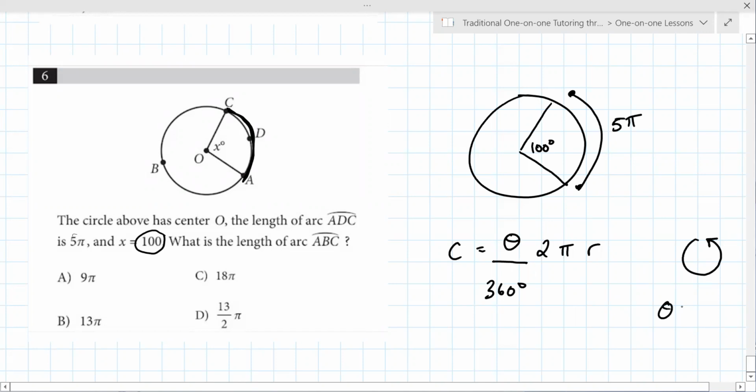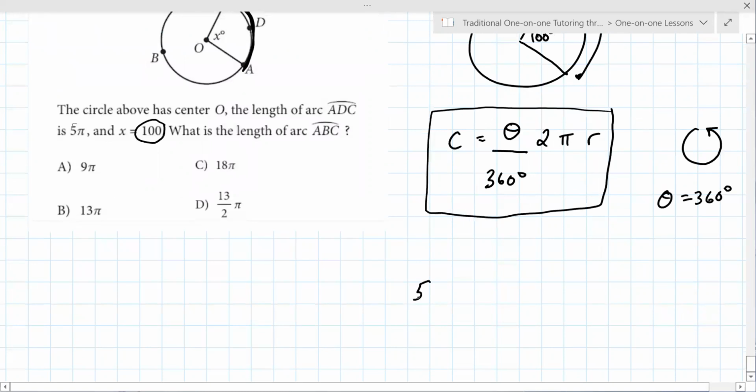Because if the angle is 360 degrees, what happens to 360 over 360? It turns into 1. It's just this part on the right. So if you need part of it, and I don't necessarily want you to remember this, but this is the formula for it. So this little piece here, that 5 pi is equal to 100 degrees over 360 degrees times 2 pi r.